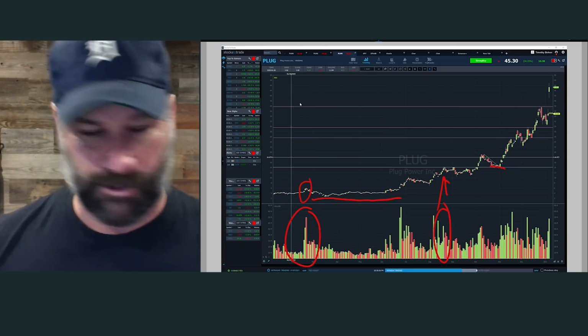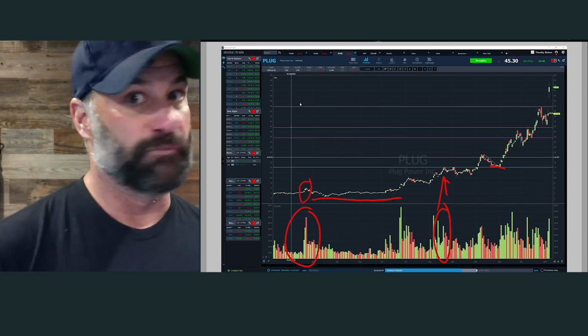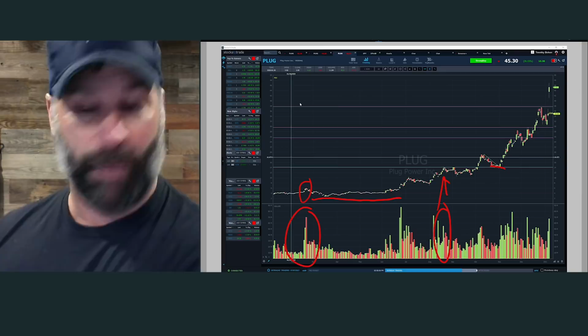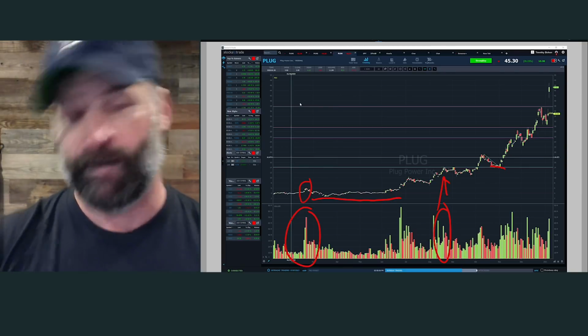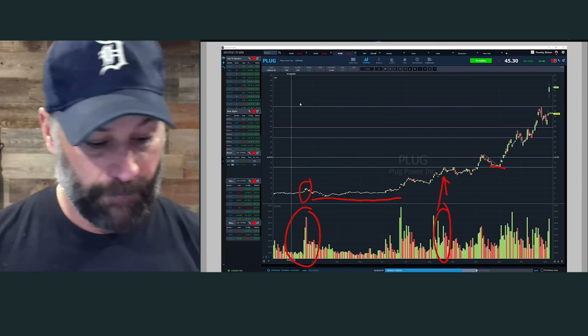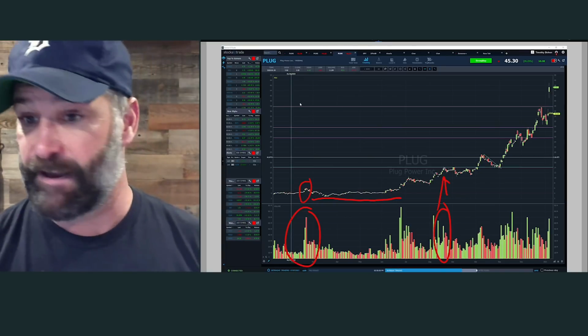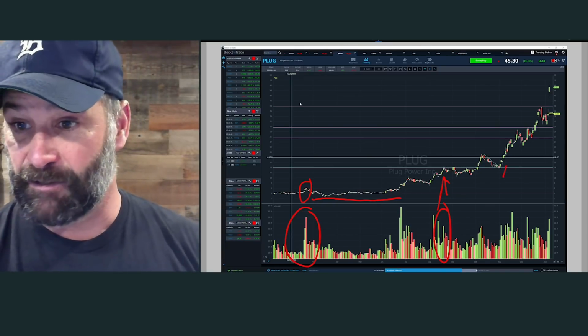Now, you got to stick to your stop. You got to have a plan. Support doesn't always hold. Support can break down. That's where the short sellers pile in and pound the stock lower. But as you can see, once that bounce happens, look at that move.